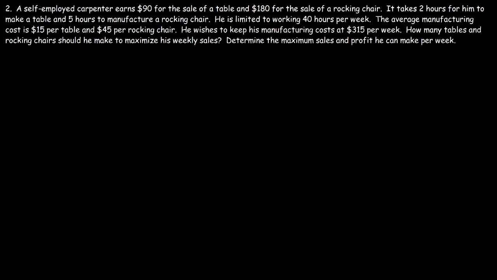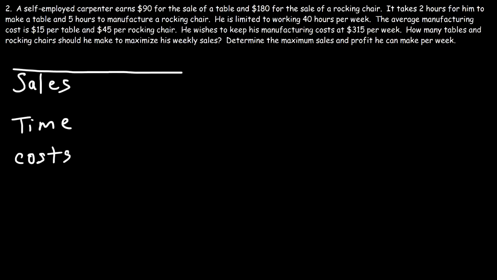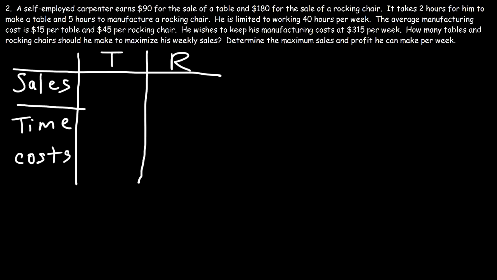Feel free to give this problem a shot if you want to. So let's make a table. Let's organize the information that we have. So we have information for sales, for time, the time to manufacture the items, and also the cost of manufacturing the items. And let's use T for tables and R for rocking chairs.